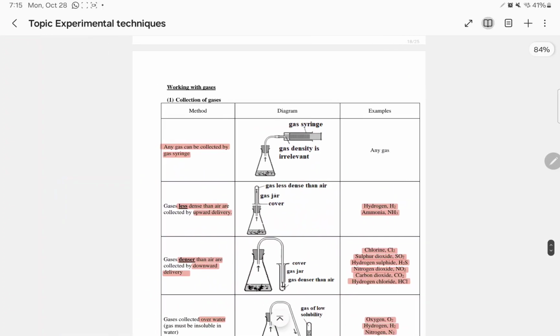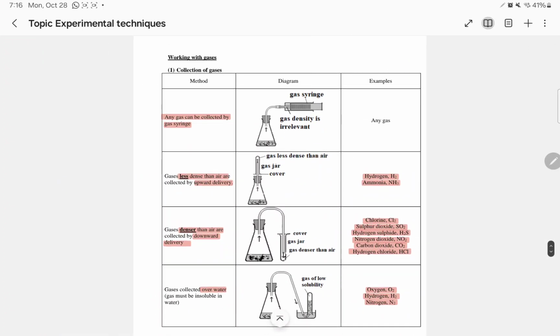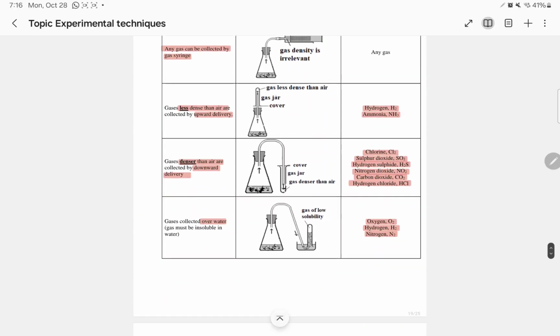Memorize it. Working with gases. How do you collect gases? Any gas could be collected with a gas syringe. Gases less dense than air, upward delivery. Our examples are hydrogen and ammonia. Gases denser than air, downward delivery: chlorine, sulfur dioxide, hydrogen sulfide, nitrogen, carbon dioxide, hydrogen chloride. Either you memorize them or you memorize the density of air and calculate it during the exam. One of the two. Preferably memorize.